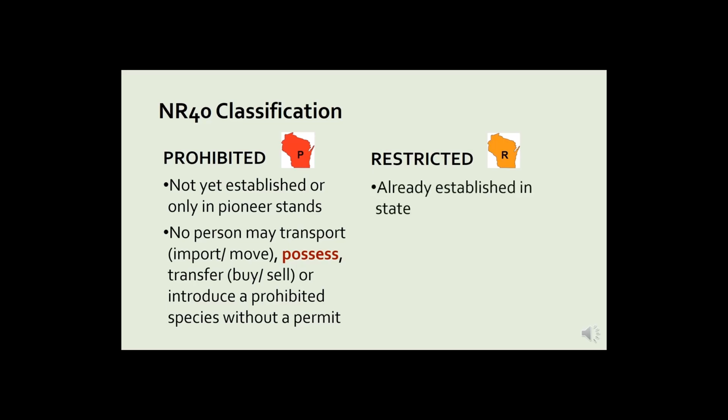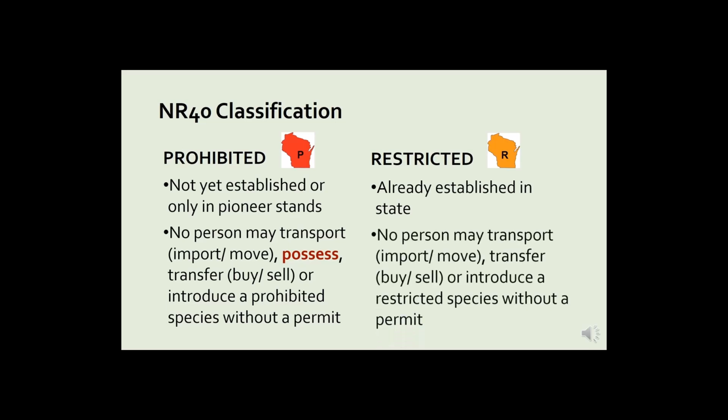Restricted species are those species that are already pretty widespread in Wisconsin, so there's not much of a chance of eradicating them statewide, although they still could be eradicated at a more local level. The regulations are almost the same as prohibited species, although you'll note that you are allowed to possess restricted species. Any listed invasive species, if you have it on your property, you are highly encouraged to remove it. If it's a prohibited species, you can be forced by regulatory action to remove or control that species.